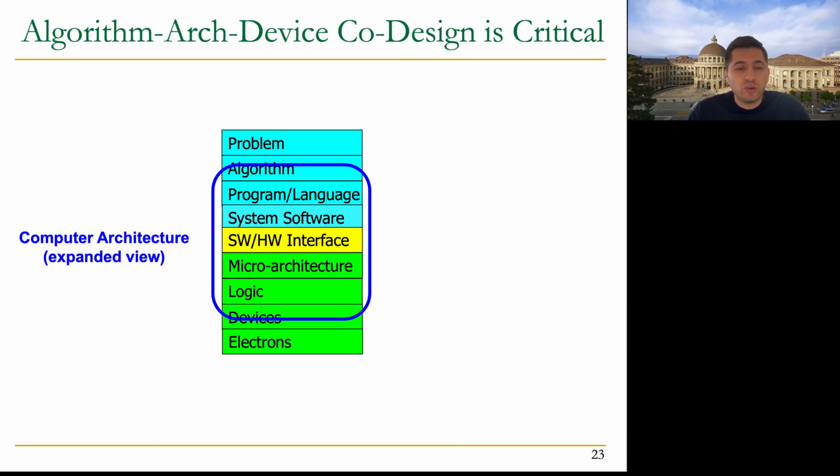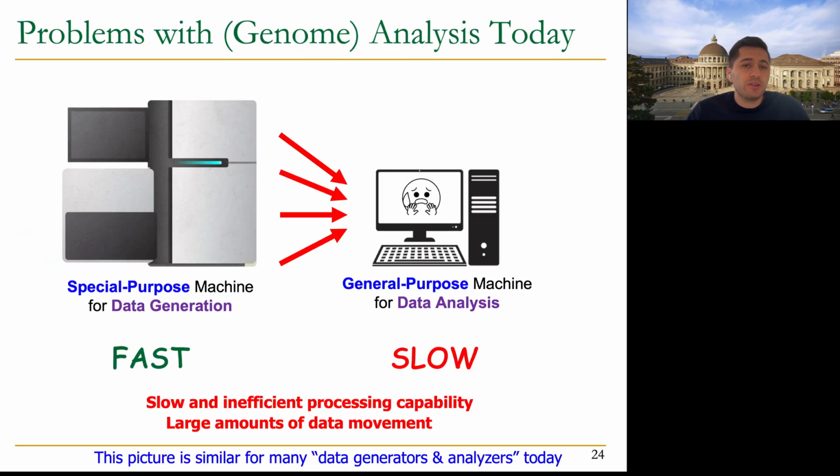And of course, to achieve the best possible result in terms of accuracy, energy, and speed, we need to look at the entire stack of computer architecture. This starts from the problem definition, even down to the devices level. And we're looking at this because we see a problem today when using general purpose machines for data analysis. So this is maybe a general purpose system, including maybe CPUs or even GPUs. But then we're trying to use this device to analyze data that may have some specific requirements for analysis.